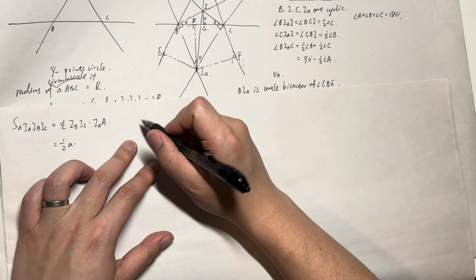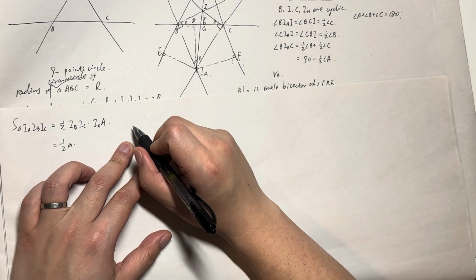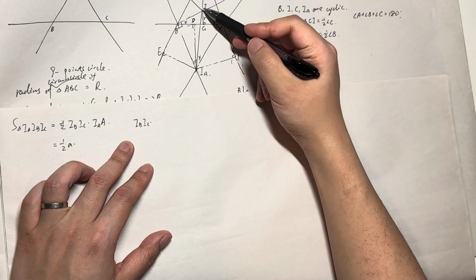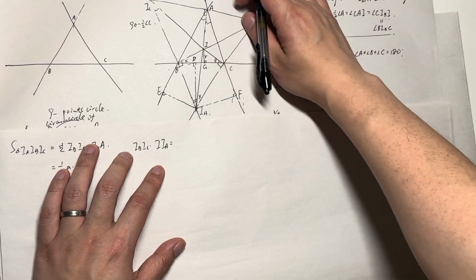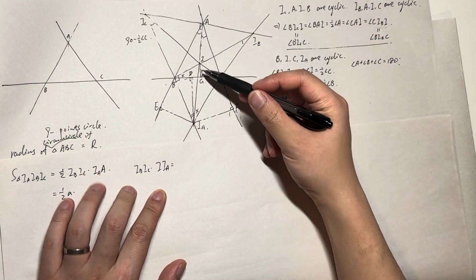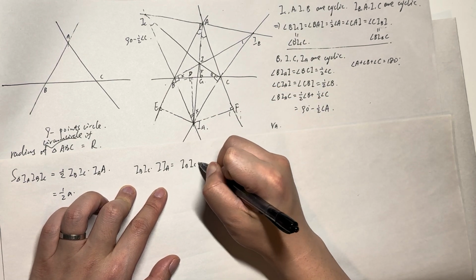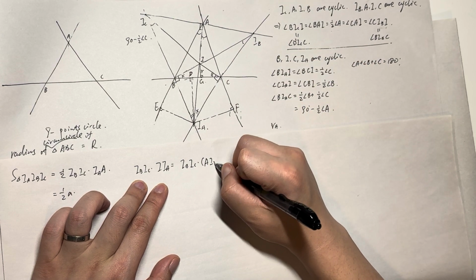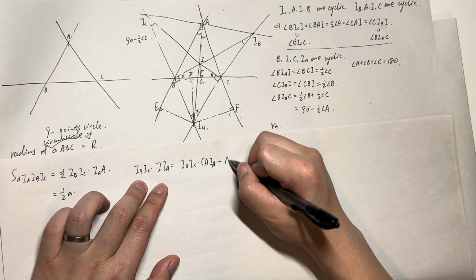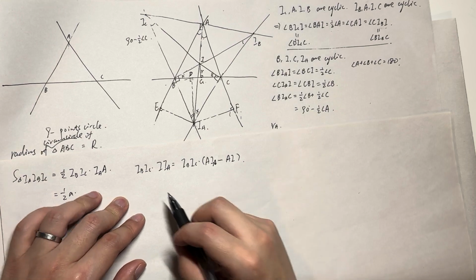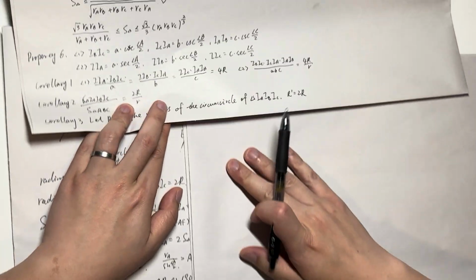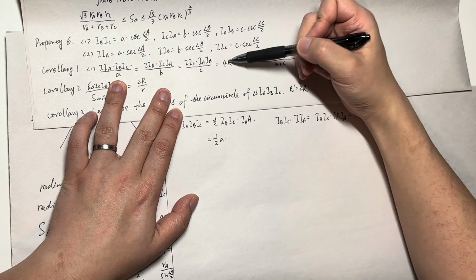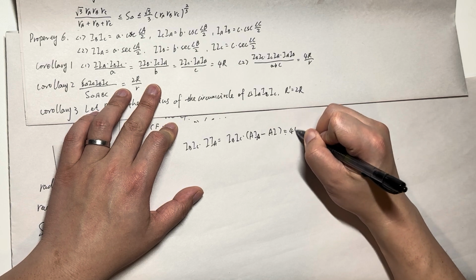Here, let's consider I_B I_C times I_I_A. I_B I_C times I_I_A equals I_B I_C times A I_A minus A I, right? And we already know that I_B I_C times I_I_A equals 4R times a. So this one equals 4R times a.